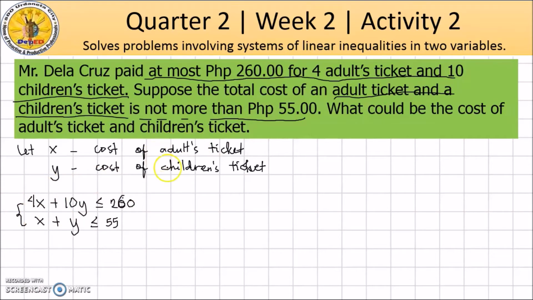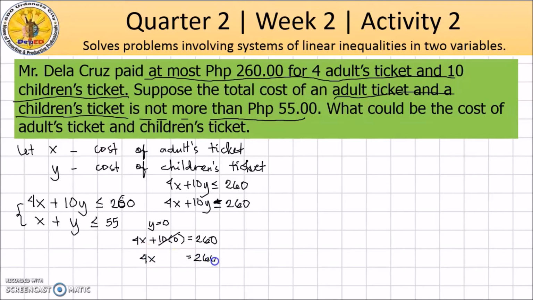Now we're going to solve first for the x- and y-intercepts of the first linear inequality for us to graph this system. So we have 4x plus 10y is less than or equal to 260. Now we change the inequality symbol to an equal sign. To solve for the x-intercept, we let y be 0. So we have 4x plus 10 times 0 is equal to 260. We cancel this because 10 times 0 is 0. What is left is 4x equal to 260. We divide both sides by 4.